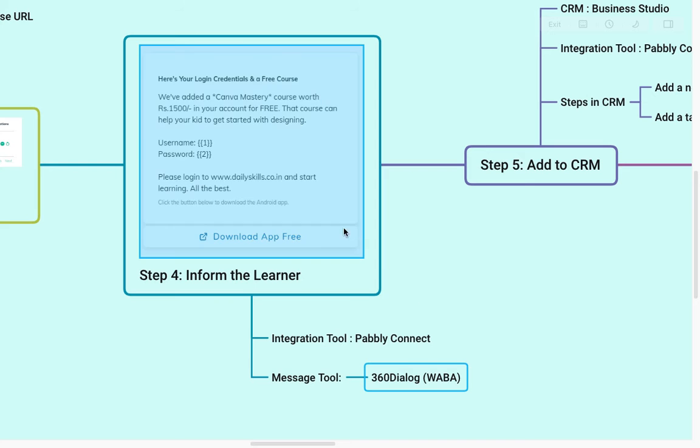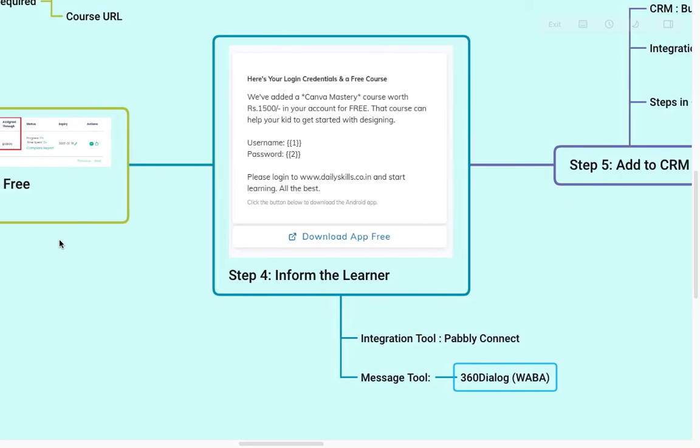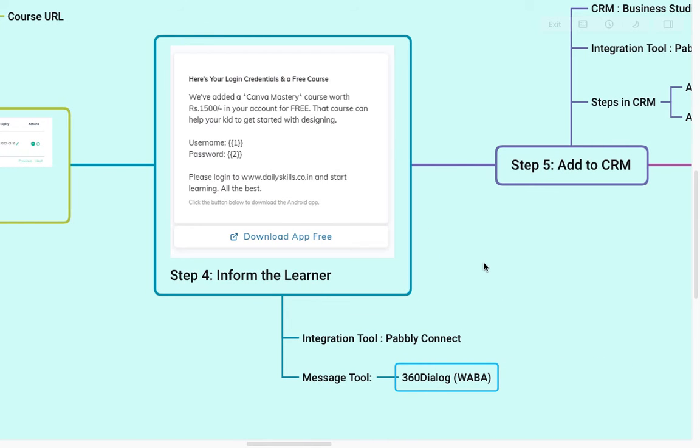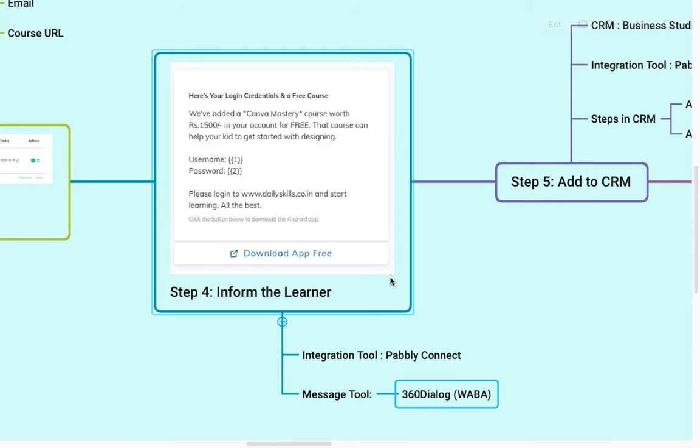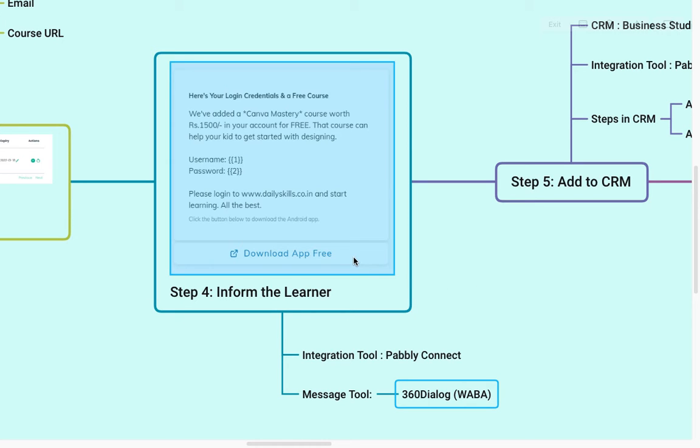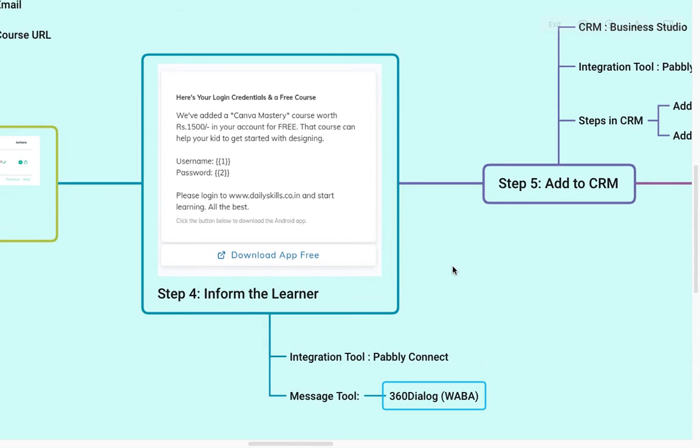And once the user is registered in the platform and enrolled in the course, we send the username and password in their WhatsApp. So what we do here is that we are giving a button to download the mobile application. So when the user clicks on the button to access the course, we are getting a download for the mobile app also. So this is the second advantage of running this course.